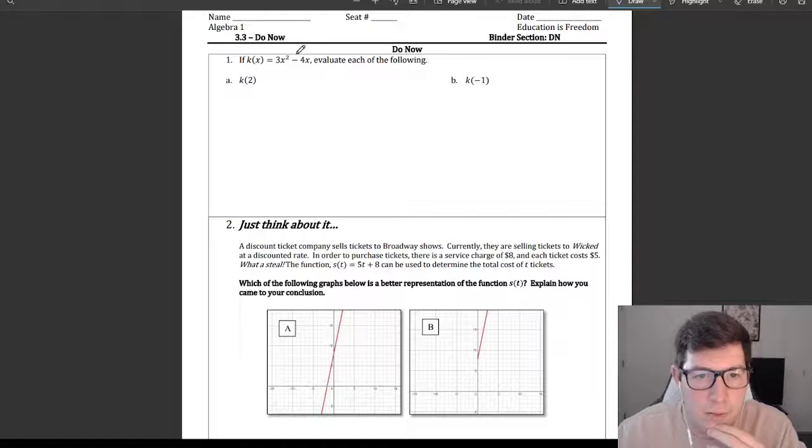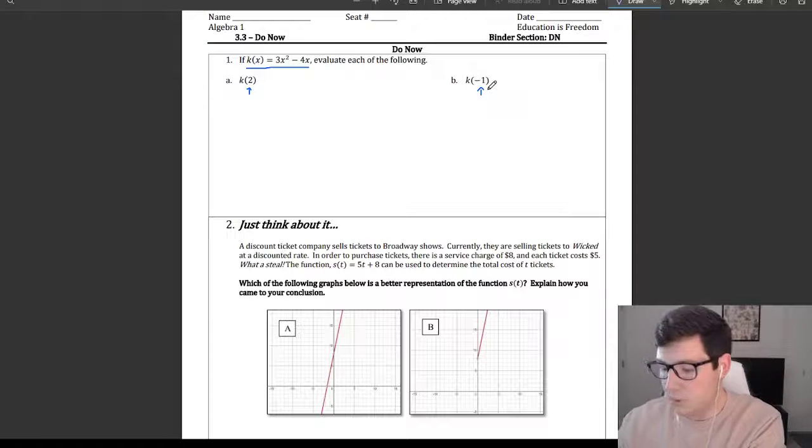Alright, so coming back to this do now. For number 1, we're being told we have this function where k of x is equal to 3x squared minus 4x, and we need to evaluate each of the following. So I have k of 2 and k of negative 1. Now, looking at these, I can see right away that luckily we're given inputs.